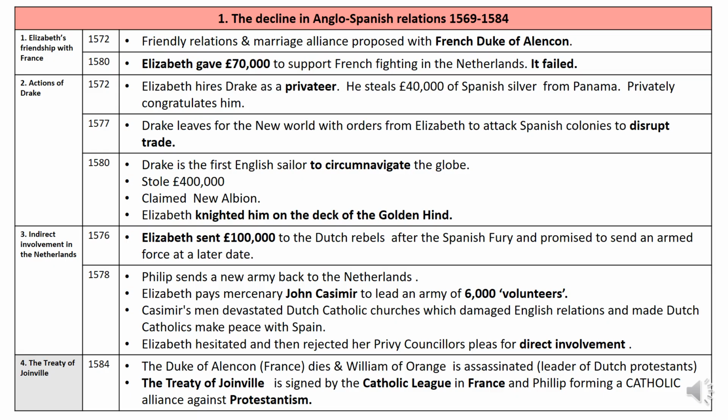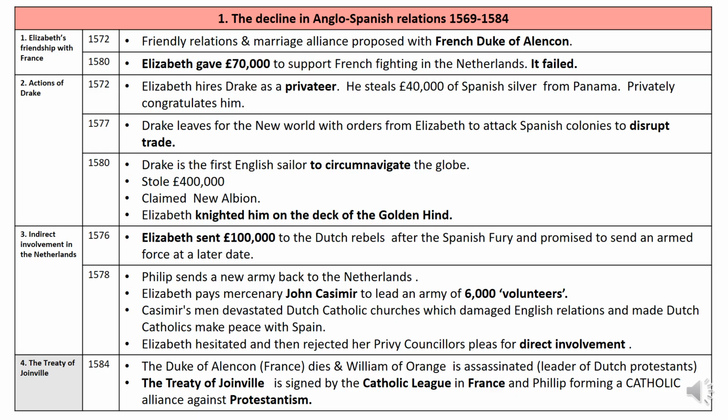By 1578, Philip has sent a stronger army back to the Netherlands after temporarily removing them. Elizabeth still doesn't want to directly commit to any action in the Netherlands, and this really annoys her parliament because they want her to simply make a decision, but she doesn't want to rush into it. So she pays a mercenary known as John Casimir to go and fight on behalf of England, but not under the banner of Elizabeth, and he's going to have 6,000 English volunteer soldiers with him.